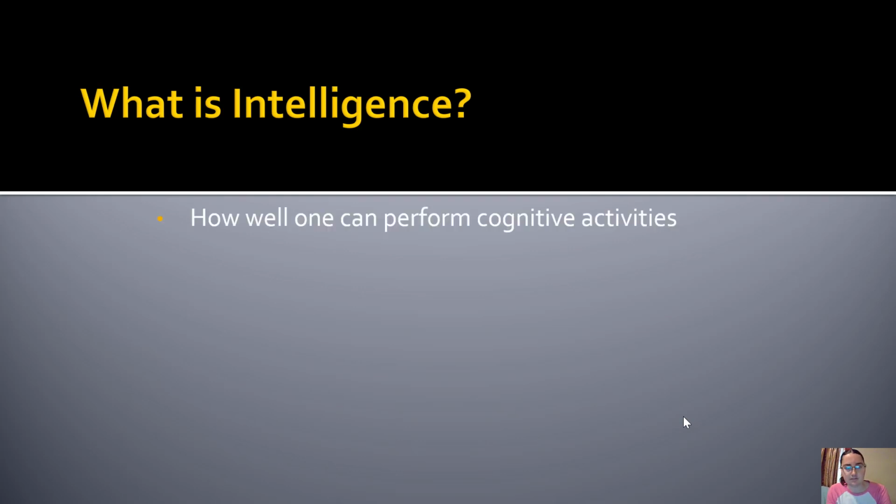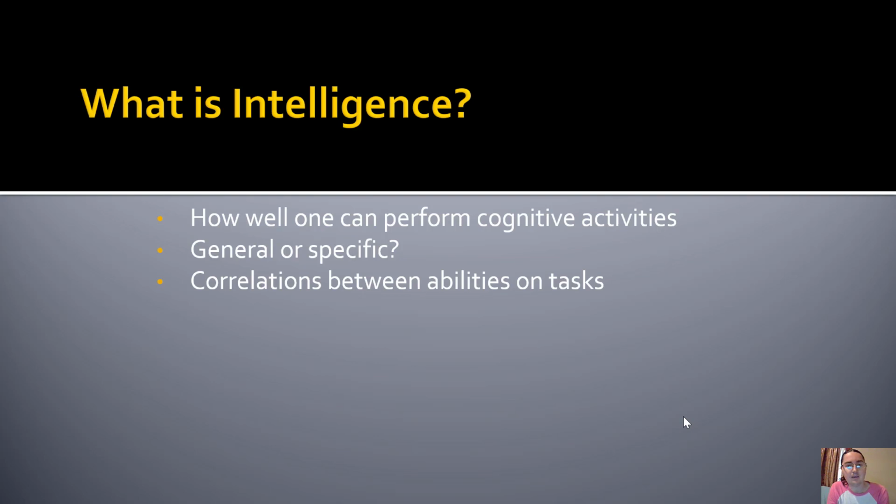So first, what is intelligence? What we mean by this as a research community is how well one can perform cognitive activities. And we can mean this in a variety of ways. And so that leads to a number of different leading theories, such as, do we mean one general level of intelligence, or can we describe different, what we call specific intelligences? In other words, can I be intelligent in one way but not so much in another? It depends, it turns out, on which theory you're looking at.